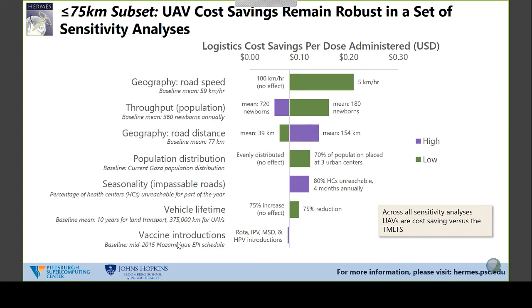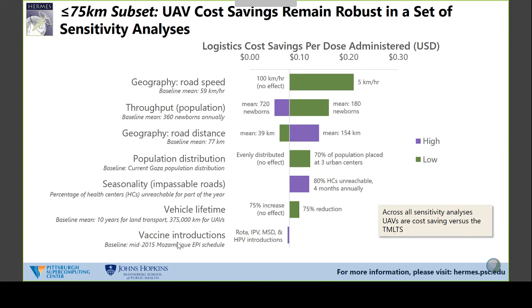As you'll see throughout, the savings remained positive. They were greater than 0 for all of these sensitivity analyses, which means the UAV system still achieved cost savings over the land transport system in every scenario we looked at here. The road speed had the biggest impact. Road distance was also a major factor. So I guess that shows that if you're looking to implement UAV systems, the road conditions would be a major factor in whether the UAV system might be successful.